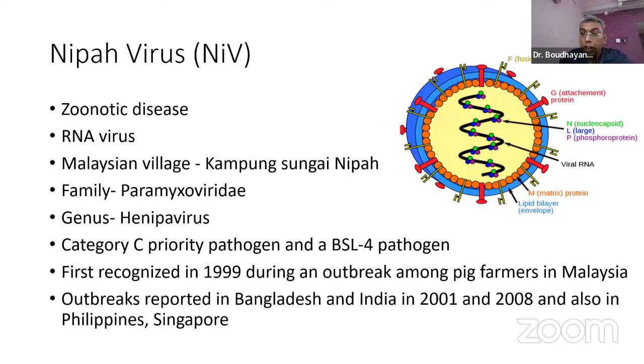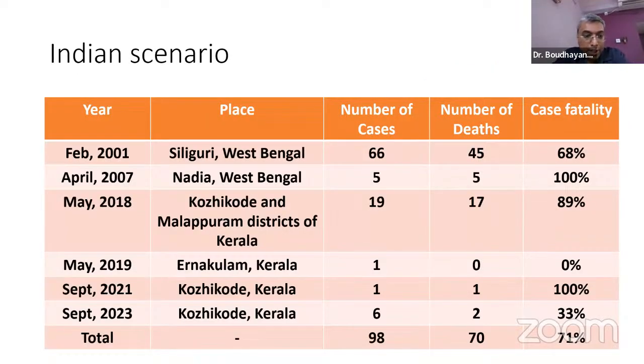If we consider this structure on the right of your screen, the main portions I want to mention are the fusion protein, that is the F protein, and the G protein, that is the attachment protein. Because knowledge of these will be helpful in our treatment modalities. If we see the Indian scenario, a total of 6 outbreaks have occurred, including this year's outbreak in September in Kozhikode.